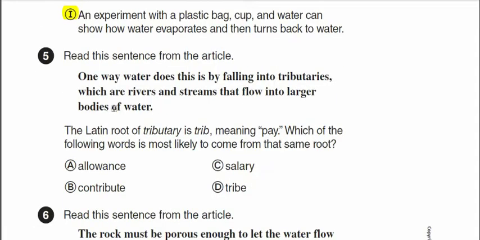After that, question number 5, read the sentence from the article. One way water does this is by falling into tributaries, which are rivers and streams that flow into larger bodies of water.